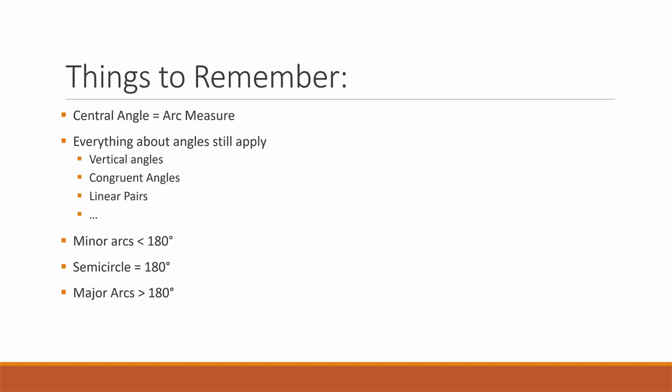And that's all we have for central angles. So make sure you remember, central angle equals the arc measure. And everything that we've learned about angles, everything you know still applies. Vertical angles, congruent angles, linear pairs, all of those things still apply. And then we had some vocab. Minor arcs are less than 180. A semicircle equals 180. And then a major arc is more than 180. And that's it for central angles.